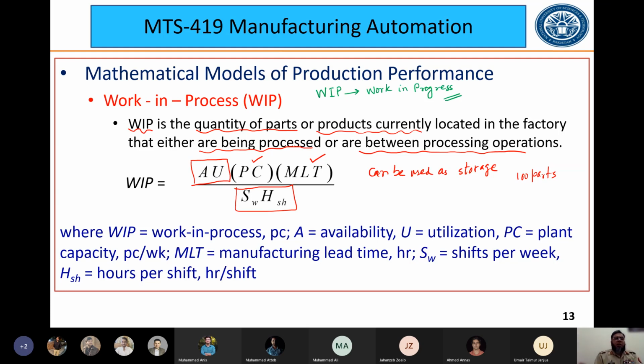ठीक है? So work in process is the quantity of parts or products currently located in the factory that either are being processed or are between processing operations. So what would that give you? अभी don't look at the equation. Just think कि ये work in process आपको क्या चीज दे रहा है? The work in process is actually telling you that मेरे processes में इस वक्त कितने parts मौजूद हैं जो कि factory के अंदर है.